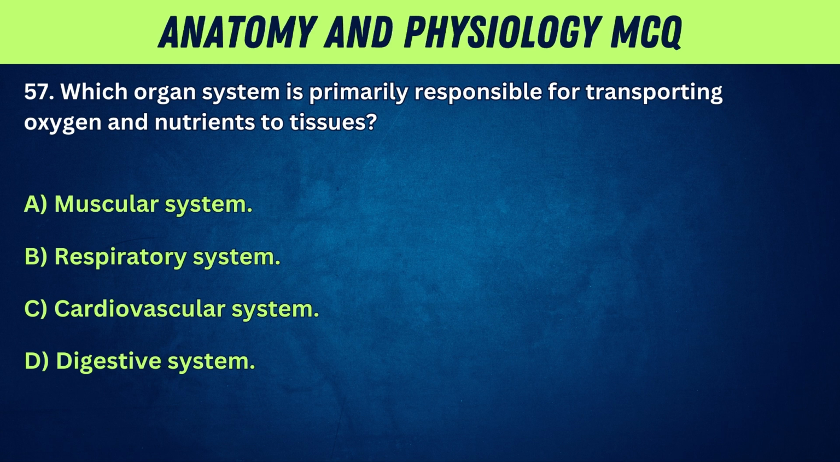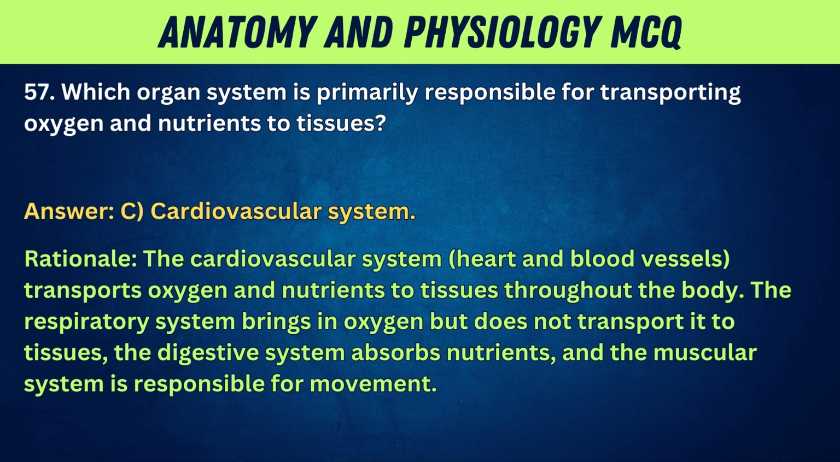A. Muscular system, B. Respiratory system, C. Cardiovascular system, D. Digestive system. Answer: C. Cardiovascular system. Rationale: the cardiovascular system, heart and blood vessels, transports oxygen and nutrients to tissues throughout the body. The respiratory system brings in oxygen but does not transport it to tissues, the digestive system absorbs nutrients, and the muscular system is responsible for movement.